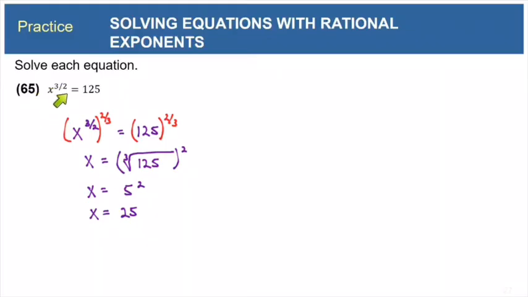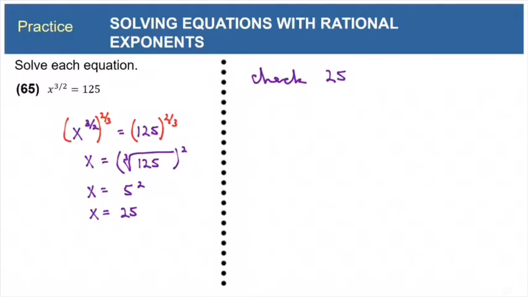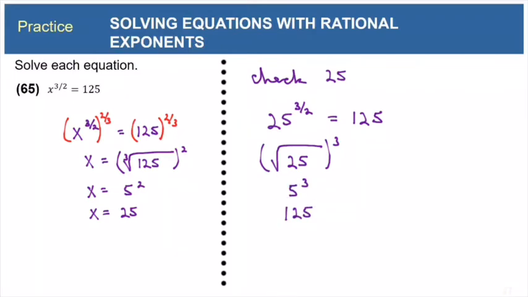Let's plug it back into the original equation and check it. So we're going to have 25 to the 3/2 power is supposed to equal 125. So let's see if it does. So we're going to say that the left side is the square root of 25 raised to the third power. And then, of course, the square root of 25 is 5. So we have 5 raised to the third power. And then, of course, that evaluates as 125. So that does check. And our final solution is x equals 25.